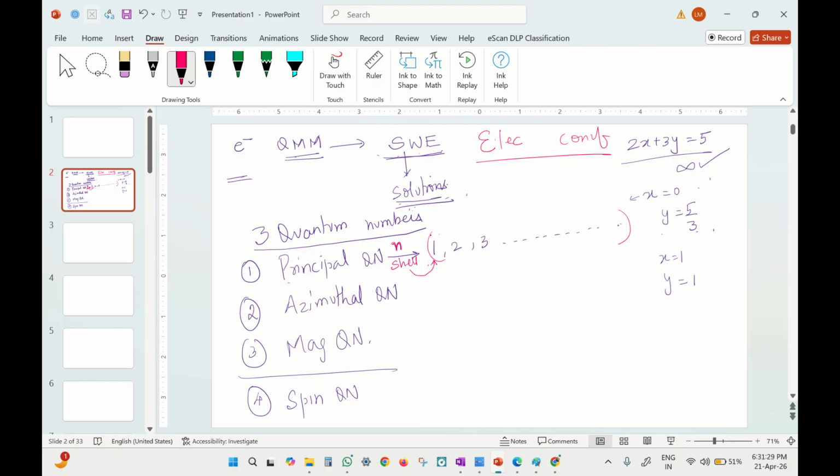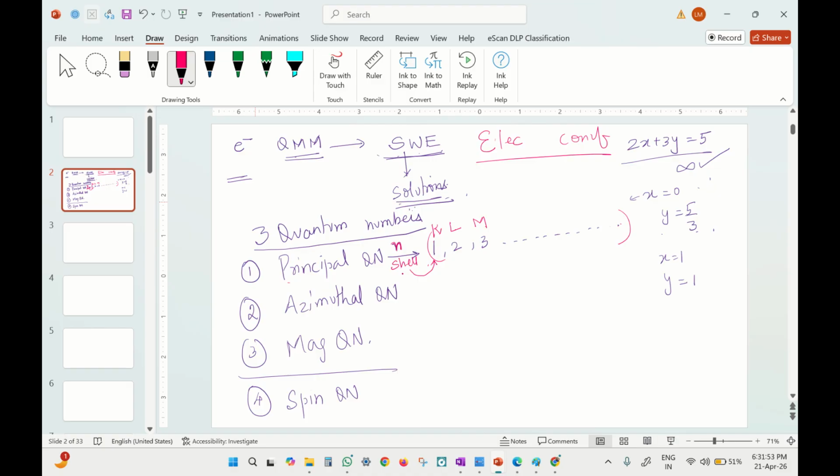So it was actually K shell, which was recognized by the Bohr's model. The K shell's principal quantum number value is 1. The L shell, the second shell's principal quantum number value is 2. The third shell is called as M shell. That means during Bohr theory itself, these quantum number values came into light.